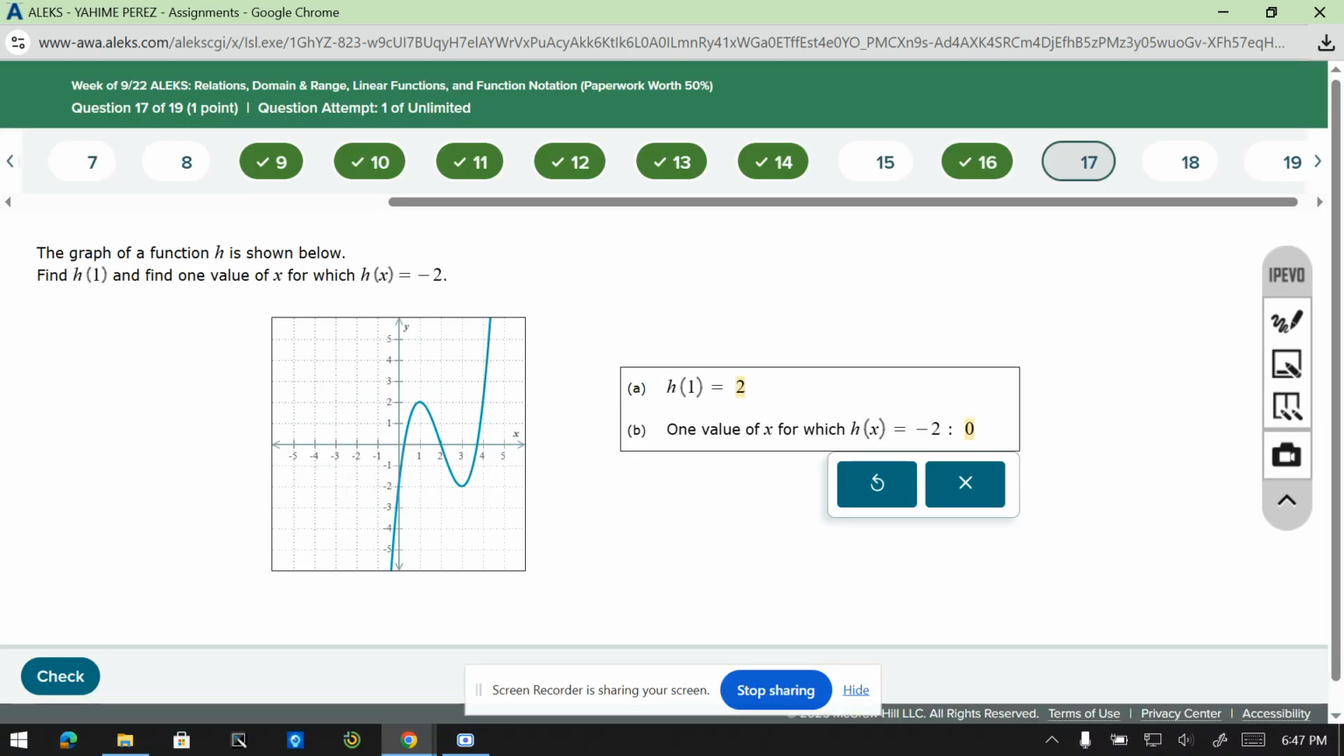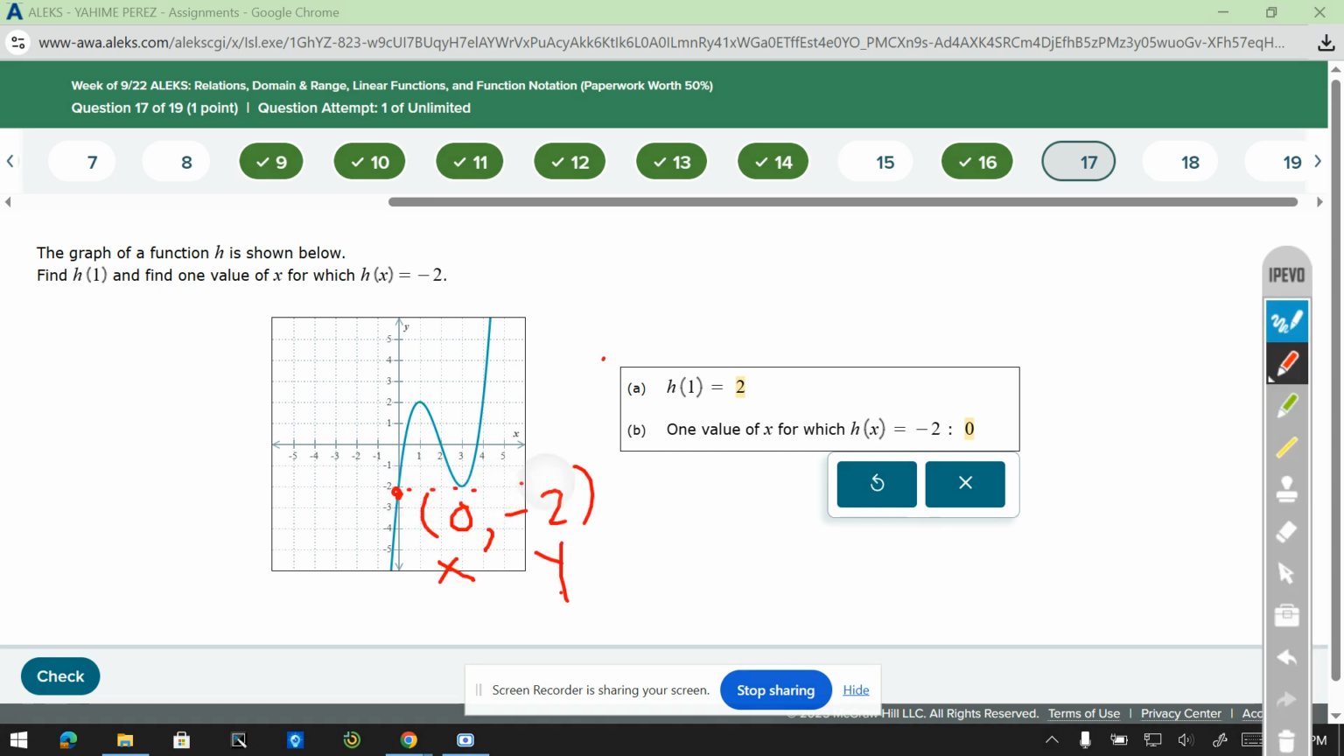Another point, just for another example, another point for when y is negative 2 would have been 3. Because this other point, 3, negative 2, when y is negative 2, x is 3. So that would have been another answer for that problem.